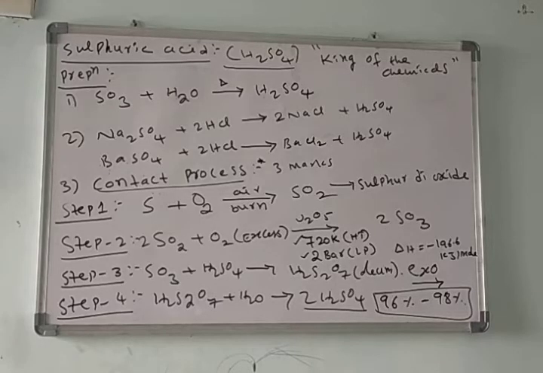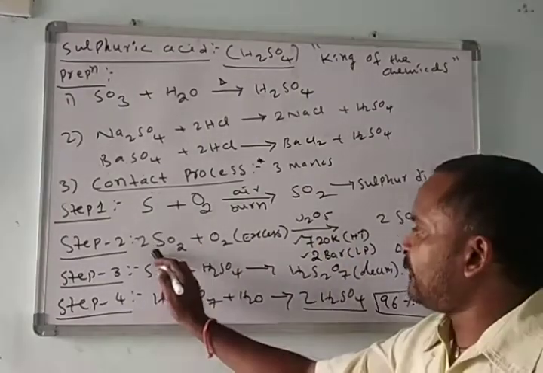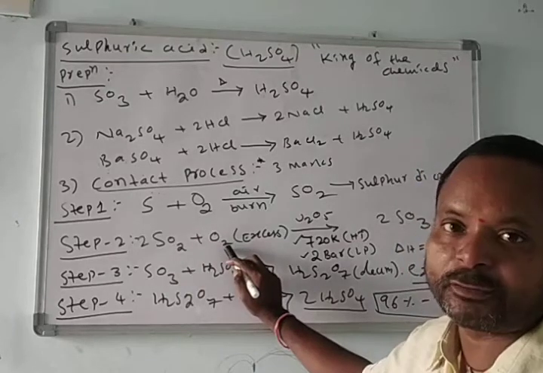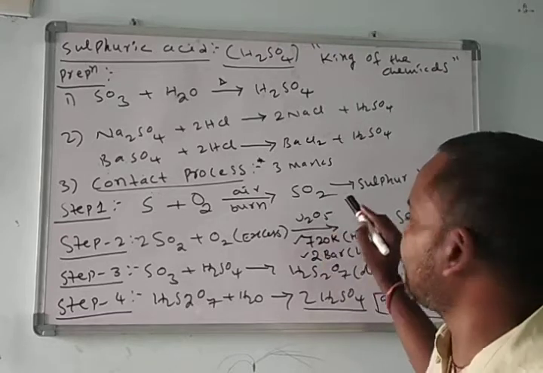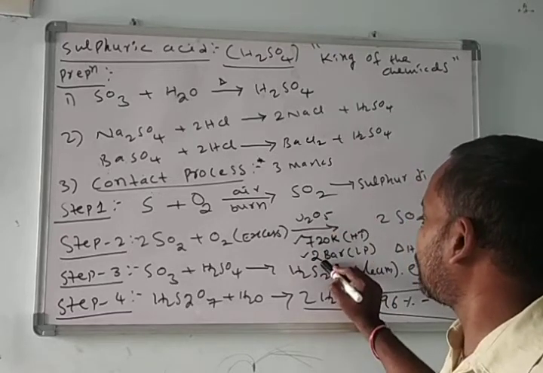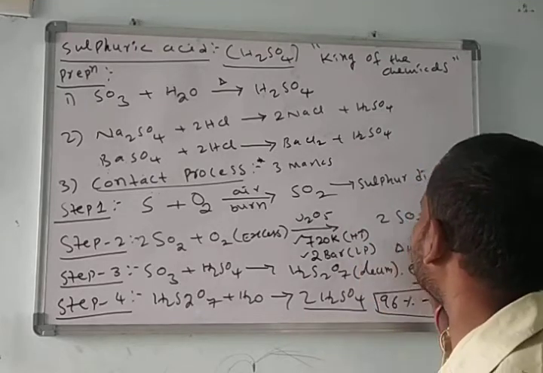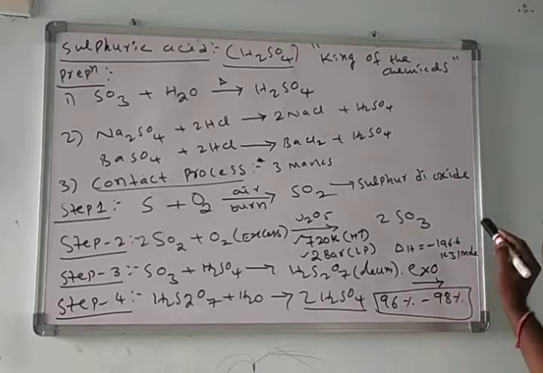First step, the burning of sulfur. The burning of sulfur in the presence of air forms sulfur dioxide. That is the first step. What is the second step? Sulfur dioxide, it is an important step. Sulfur dioxide reacts with excess oxygen in the presence of vanadium pentoxide at 720 Kelvin, high temperature, and 2 bar, that is 2 atmospheres, low pressure, and forms sulfur trioxide. This is an exothermic reaction.